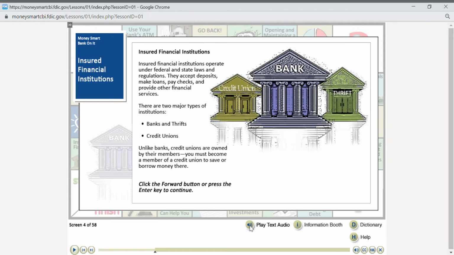Insured financial institutions operate under federal and state laws and regulations. They accept deposits, make loans, pay checks, and provide other financial services. There are 2 major types of institutions: banks and thrifts. Credit unions. Unlike banks, credit unions are owned by their members. You must become a member of a credit union to save or borrow money there.